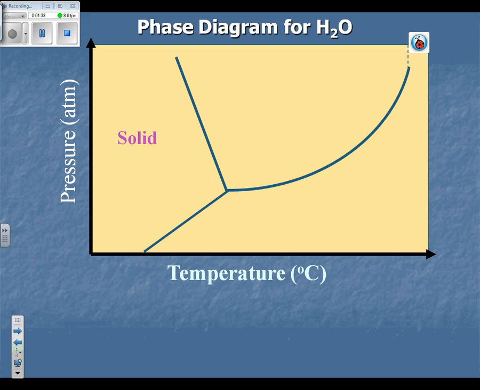Solid is always to the left of the Y. The liquid phase is always located in the middle of the Y. And gas or vapor is always located to the right of the Y, no matter what the Y looks like.